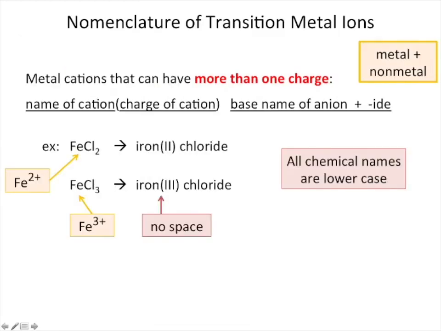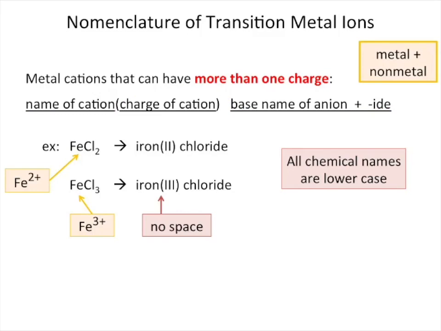So how do you name accordingly? Okay, so the metal cations that can have more than one charge, you do this. You write the name of the cation, and then in parentheses, you put the charge of the cation as Roman numerals, and then you make a space, and then you put the base name of the anion followed by IDE. So this part and this part you were doing before, when we named ionic compounds in chapter 2, and now we're adding this bit, that if the metal can take more than one charge, you have to specify what that charge is. So some examples here.